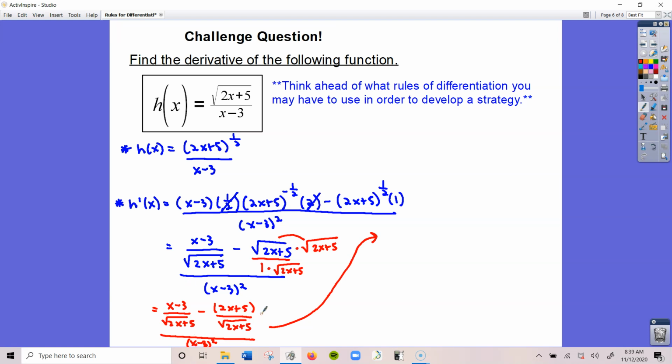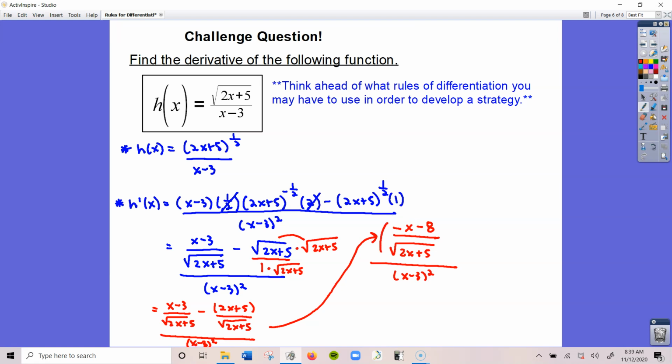All of this is considered to be over the same denominator, so I can distribute the negative, combine like terms, and put it all over the square root of 2x + 5. So we have x minus 2x, so negative x. And then negative 3 minus 5 is negative 8, all over the square root of 2x + 5. And this is all over (x - 3) squared.